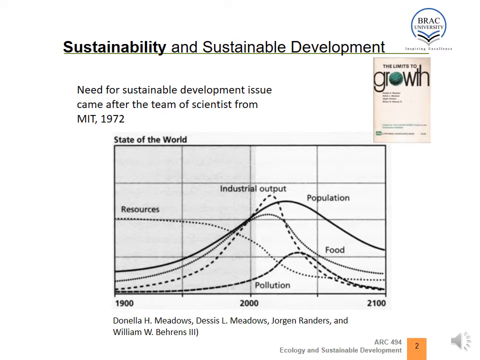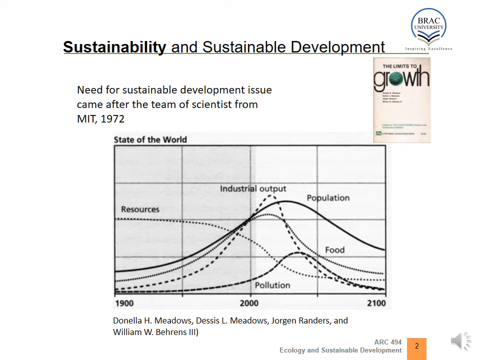So the idea of sustainability and sustainable development came from a team of scientists from MIT in 1972. They were projecting what would be the scenario if the world is running out of resources. And they have written a book. It's called The Limits to Growth, which is assumed to be the first book on sustainability and sustainable development so far.